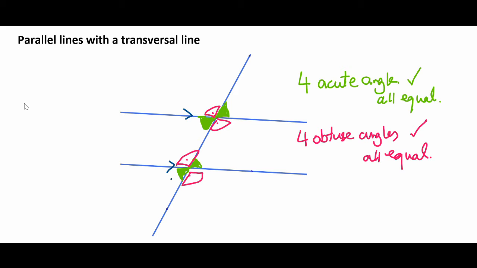And just a little note, we could have a transversal that is perpendicular to these parallel lines, and in that case, everything is 90 degrees, so all the angles are equal. Special case.